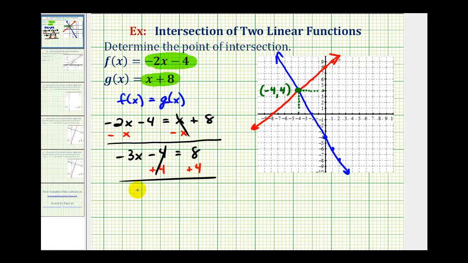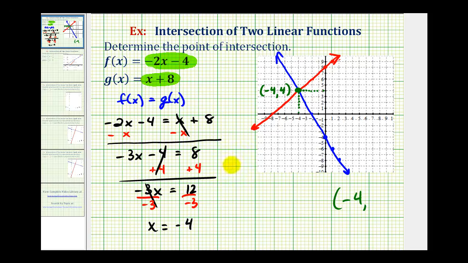This would be 0, so we have negative 3x equals 12. Divide both sides by negative 3. So we have x equals negative 4. But remember, we're looking for the point of intersection, so we need both the x-coordinate and y-coordinate. So now that we know the x-coordinate is negative 4, we need to go back and find the y-coordinate, which would be the function value using either function.